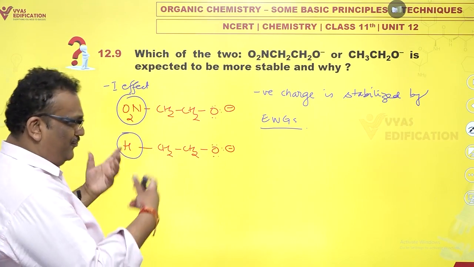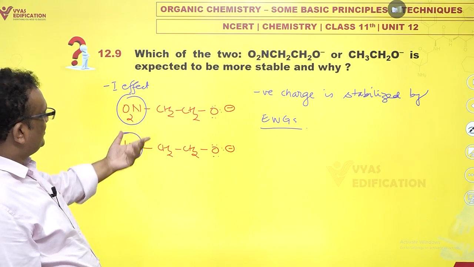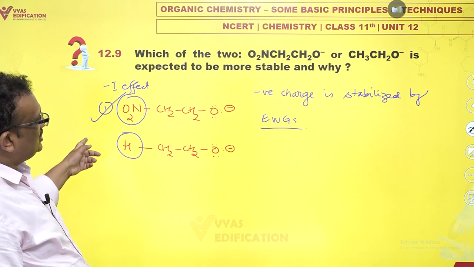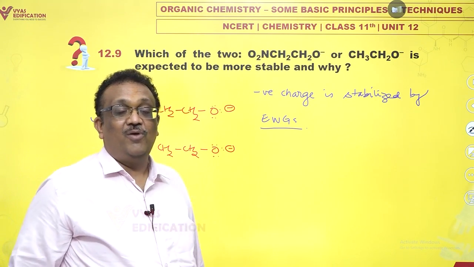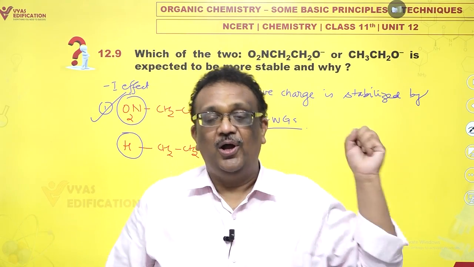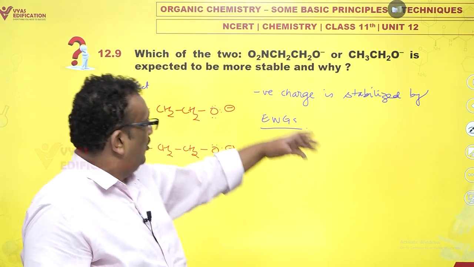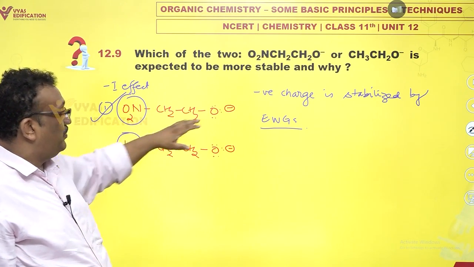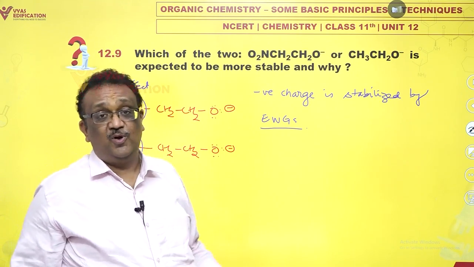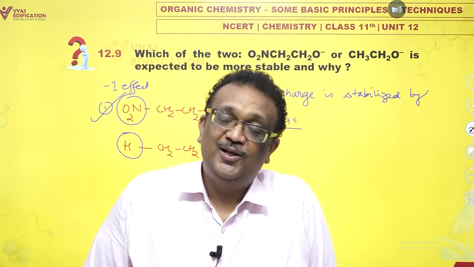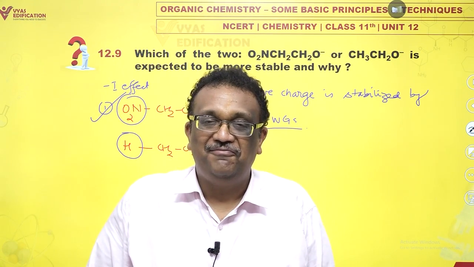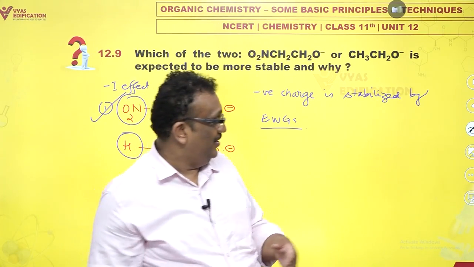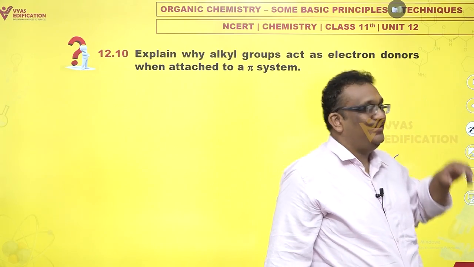Okay, so we have it. Which is more stable? The first one is more stable, and the reason is that electron withdrawing groups withdraw electron density away from the oxygen atom, because of which the charge is spread over a larger volume, and then it is always more stable. It's a very fundamental rule of organic chemistry. The greater the volume over which charge is spread, the more the stability.